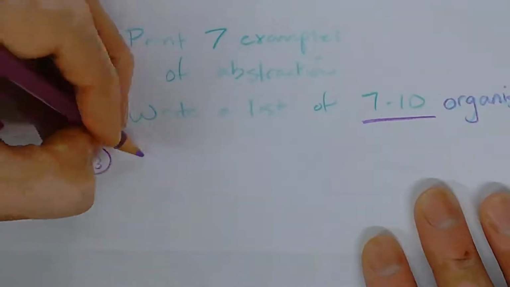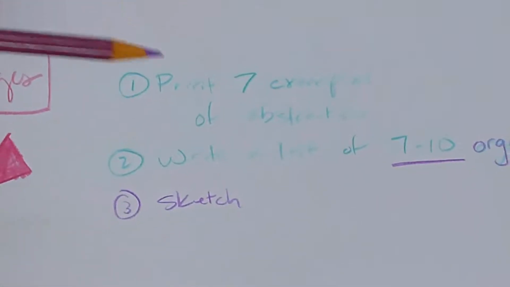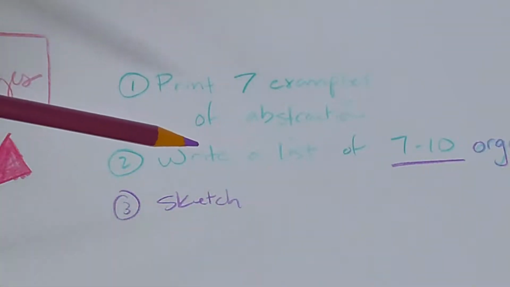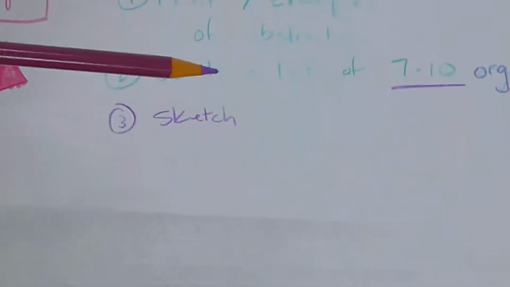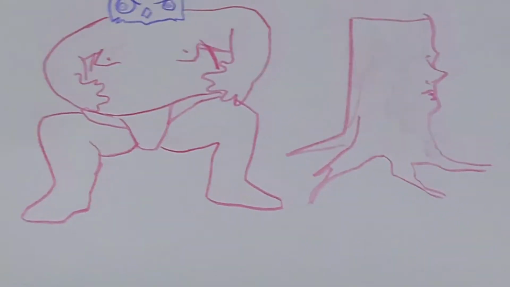Number 3, I want you to start sketching. So once you've printed out 7 examples of abstraction, once you've written a list of 7 to 10 organisms that you might want to sculpt, you start sketching these. So an example of that would be, let me just show you my examples. One second, let me find my examples.